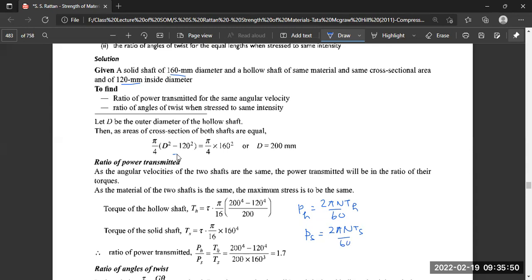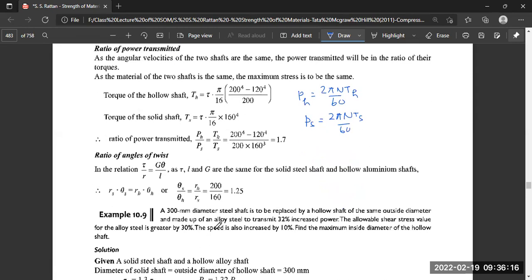So T of H by T of S we know, and it is given here. The shear stress is same, so this ratio will become 1.7. So the ratio of the power transmitted by the hollow to the solid shaft is equal to 1.7. So a hollow shaft can transmit 1.7 times, or 70% more power, than the solid shaft.